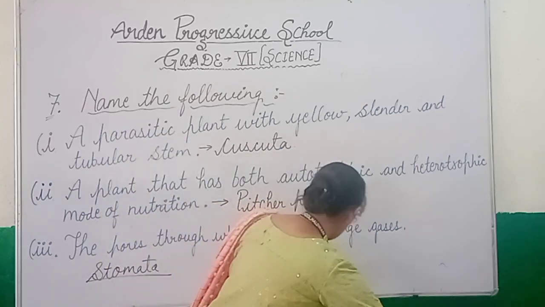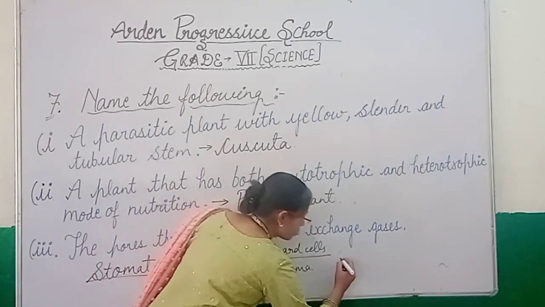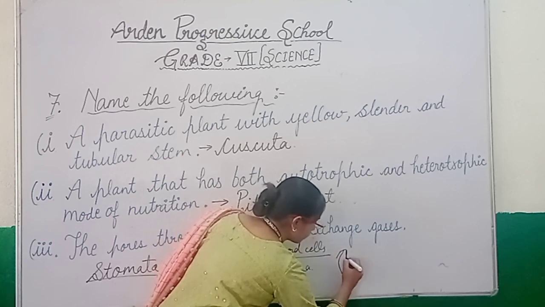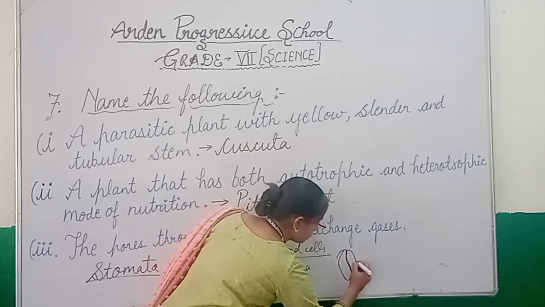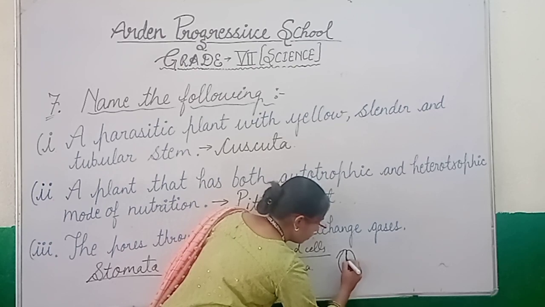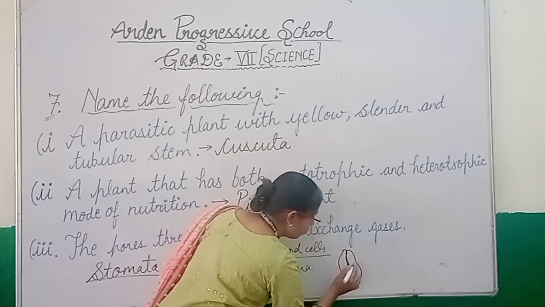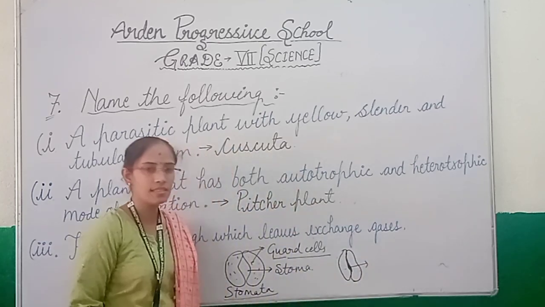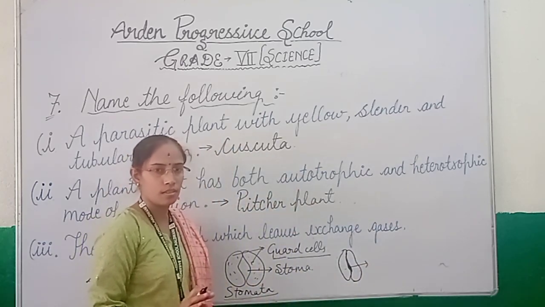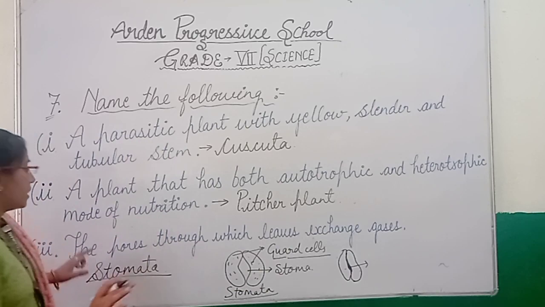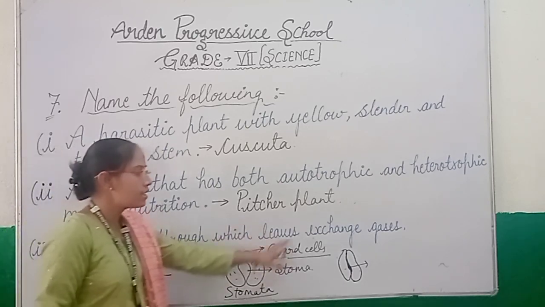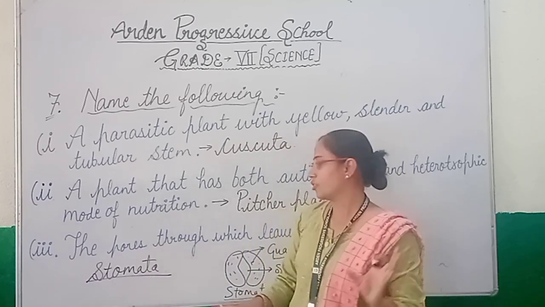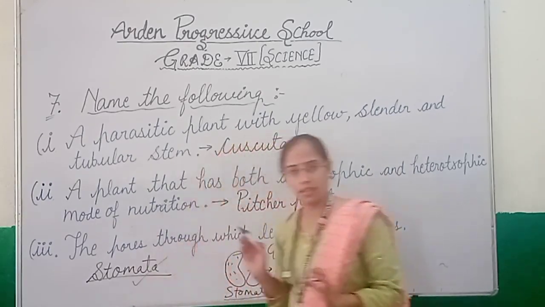So in this situation, it shows like this. In this, the stoma is closed. The guard cells become flaccid. They lose the water. So, the pores through which leaves exchange gases, these tiny pores are known as stomata. Clear?